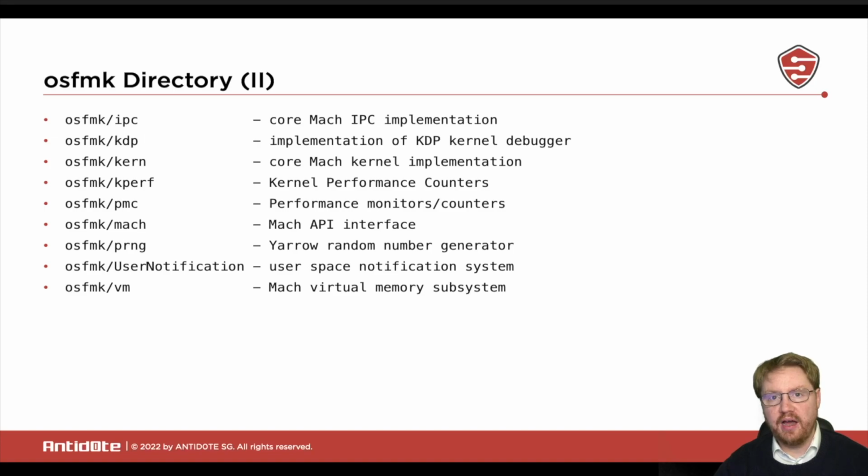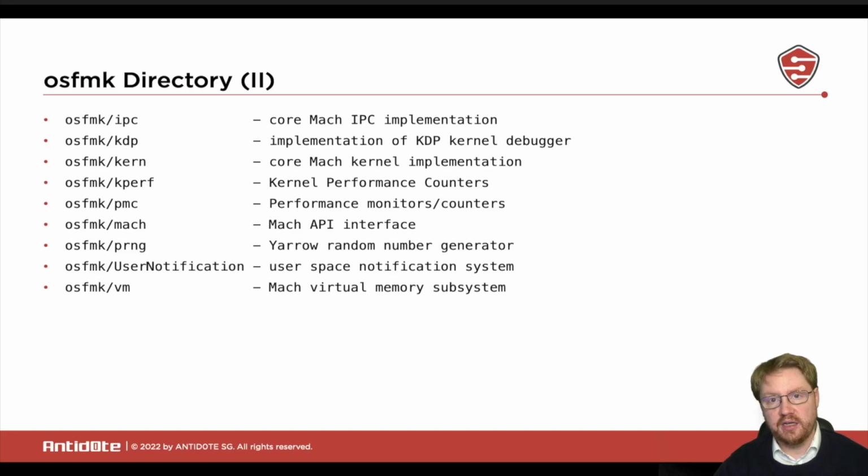So, and then we have other kinds of code in the Mach part of the kernel, like IPC, which is very important because in Mach everything is about messages and sending them between tasks and so on. So that's IPC code. We have KDP, which is the kernel debugger. Then the core of the Mach kernel is in /kern. This is also where you find stuff like the zone allocator, which is basically the most used heap in the kernel.